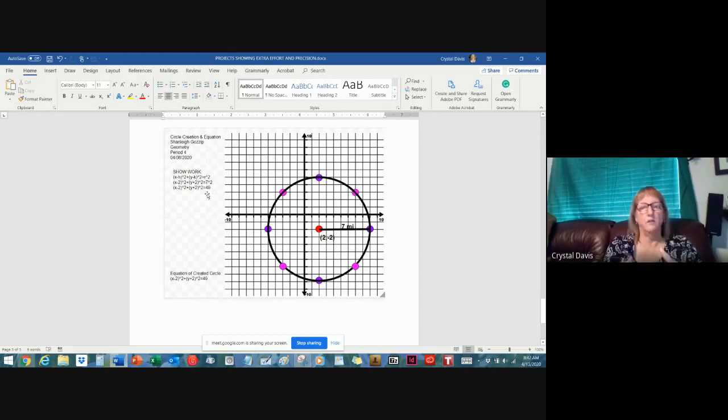So all you have to do is draw the circle, figure out the radius and the center point, plug it into the formula, simplify it, and you're done. Okay, so that's your whole assignment for Wednesday. Okay, now this is exactly what you're going to be doing in the Pearson. They're going to give you the center and a radius, and they'll ask you to write the equation.